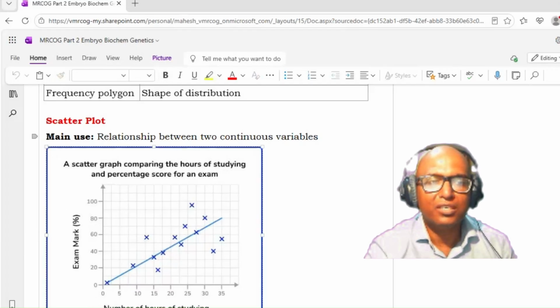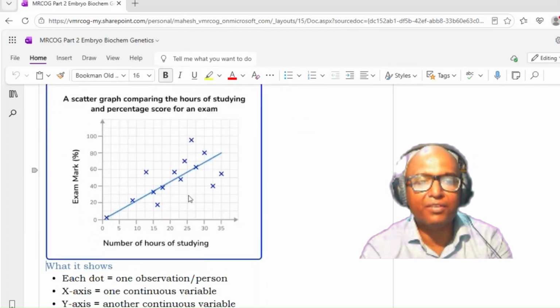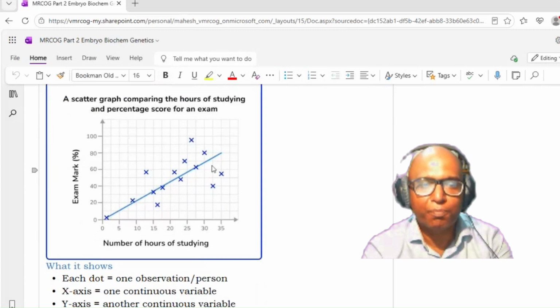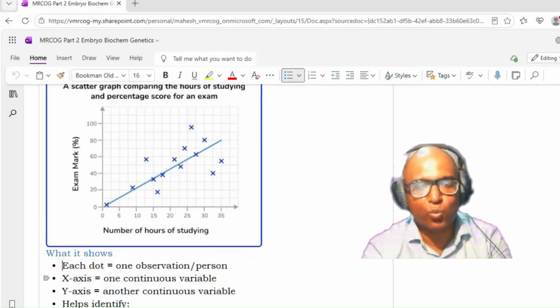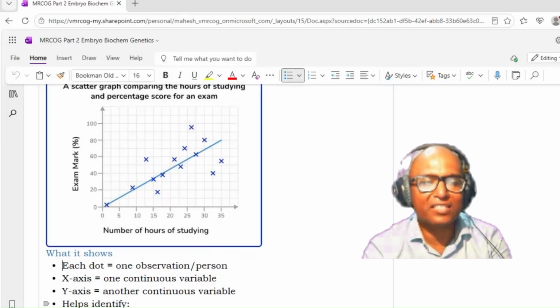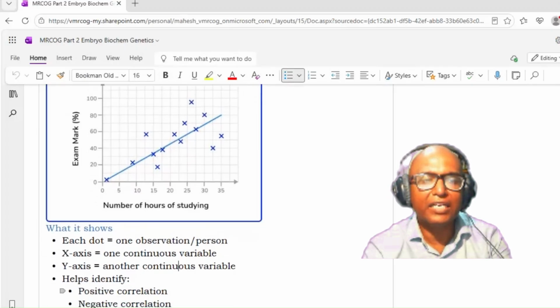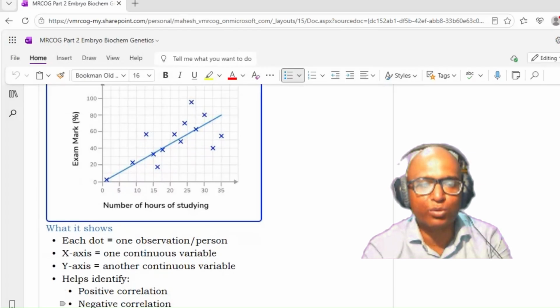So this is the scatter plot, where you put every observation and then see where the maximum number of observations are lying. What it shows: each dot is an observation or a person. The x-axis is one continuous variable, the y-axis is another continuous variable. It helps to identify whether there is a positive correlation or a negative correlation. Sometimes you can have a correlation like this also. Here there is a positive correlation.